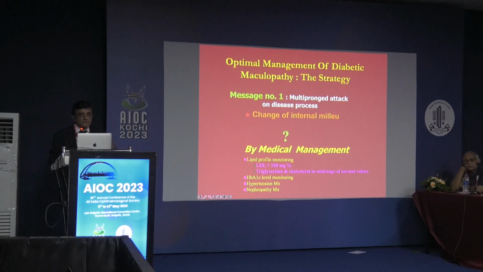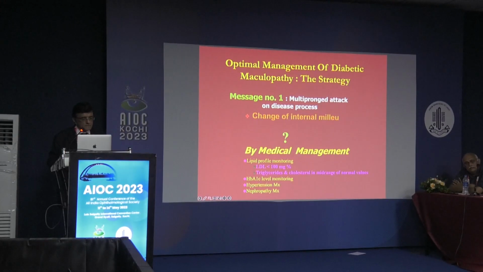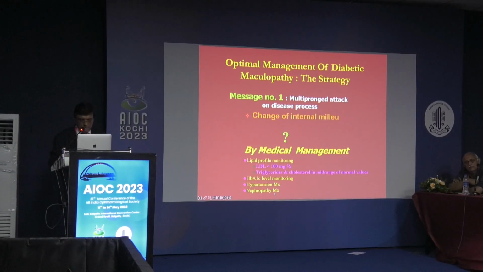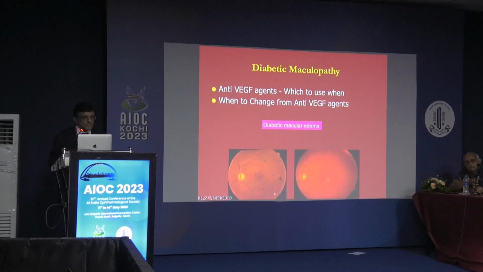The American Diabetic Association has given very low values for HbA1c, but generally we say it should be below 7. They say the target value of 6.1, but sometimes the patient gets hypoglycemic attacks. And then we must control hypertension, nephropathy, and we must control the lipid profile, especially the LDL. In a diabetic macular edema, it's important to identify whether it is a center-involving or a non-center-involving diabetic macular edema.